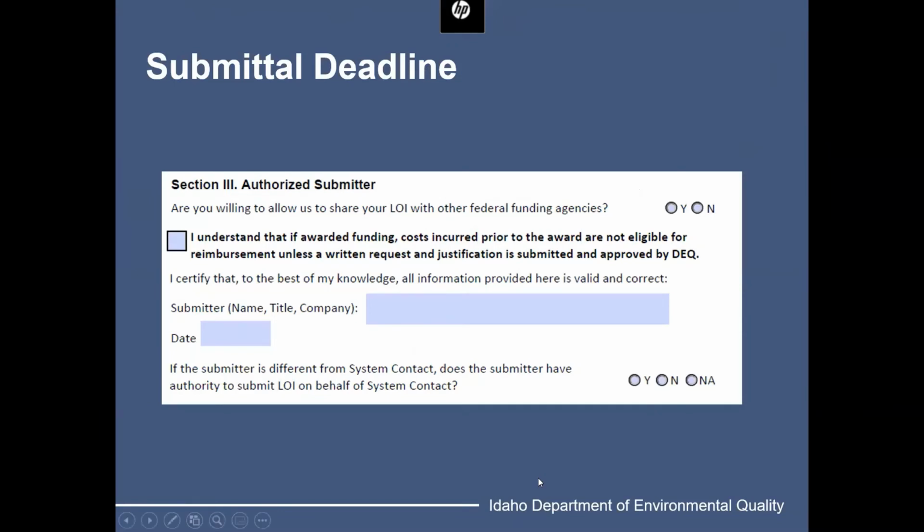All right, so the final part of the form is, if you are submitting this form for a system, whether you're an engineer or the authorized submitter, make sure that you answer these questions towards the end, put in your name, date, etc.